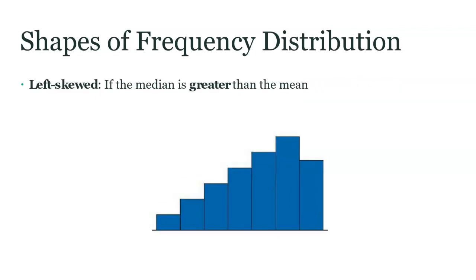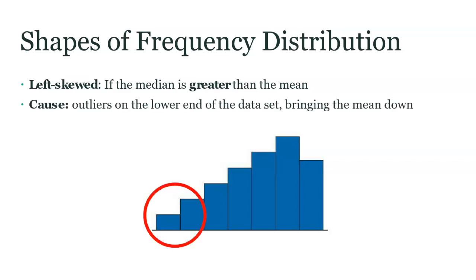Left skewed means that the median is greater than the mean. So notice here that that's because the outliers would be on the lower end of the data. Outliers would be bringing down your mean, bringing down your average, causing you to have this left skewed distribution.